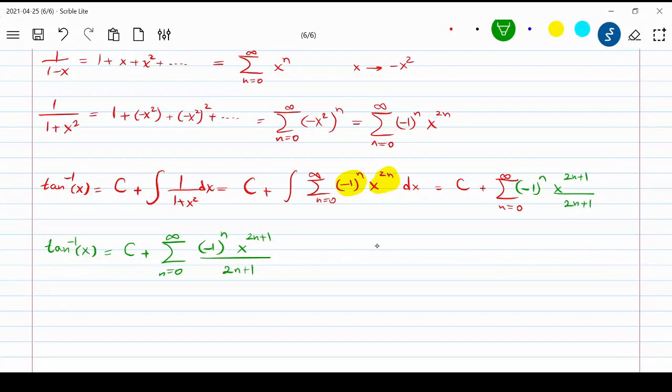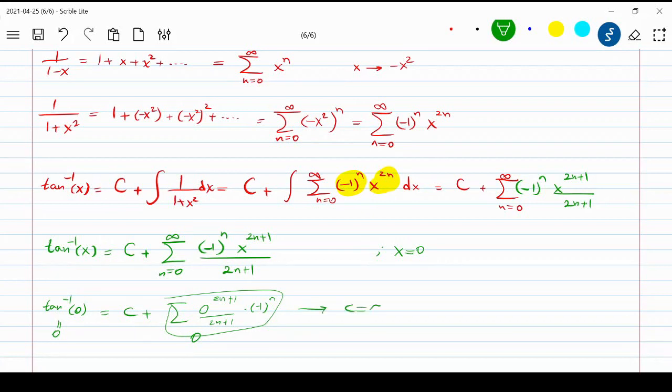And how do we find out what c is? You can let x equal 0 to find out what c is. If x equals 0, then tan inverse of 0 is exactly 0. And then you would have c plus the summation of negative 1 to the n times 0 to the power 2n plus 1 divided by 2n plus 1, and this is still 0 because there is a 0. So what we know is c must be 0. So this implies that c must be 0.